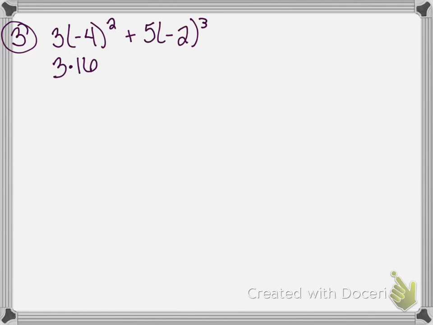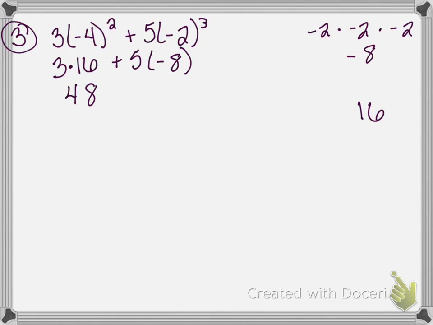Now, negative 2 to the third, what that means is negative 2 times negative 2 times negative 2. What does that give me? Negative 8. Okay, so now I've got 5 times negative 8. Now, 3 times 16 is 48.